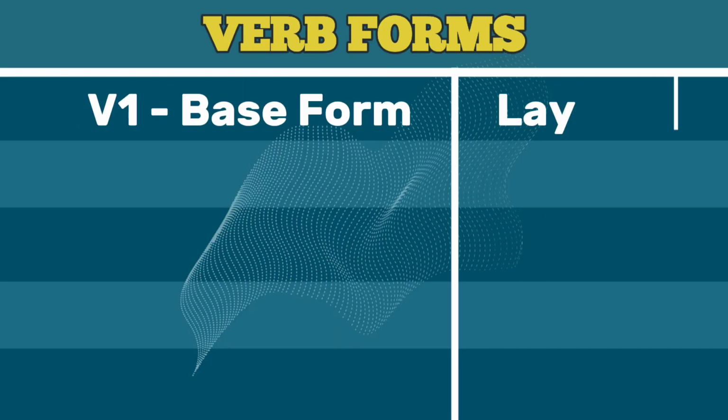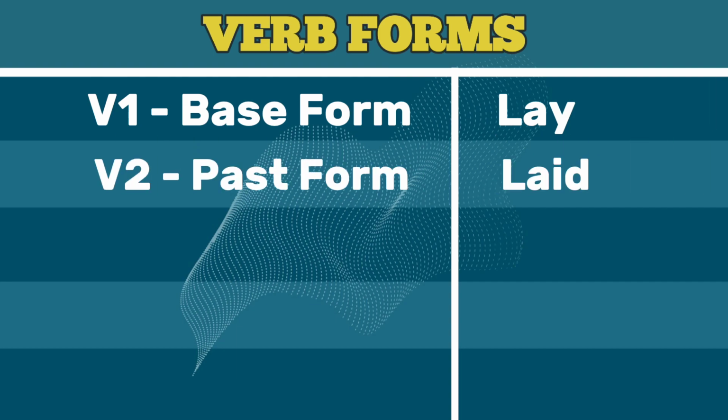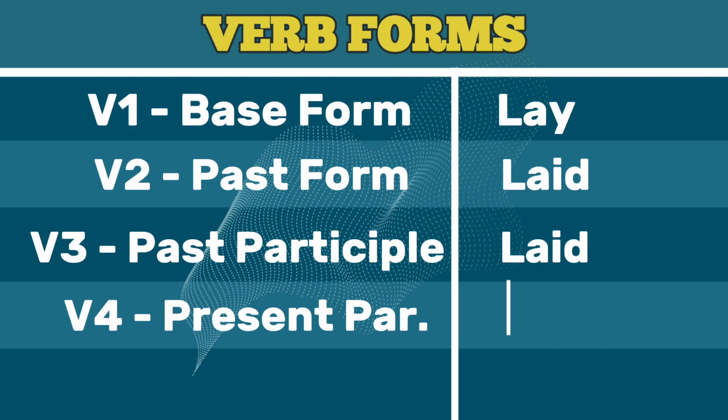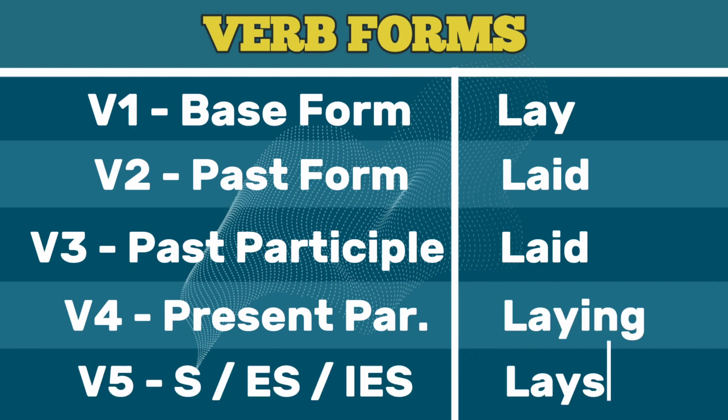V1 base form: lay. V2 past form: laid. V3 past participle: laid. V4 present participle: laying. V5 third person singular simple present: lays.